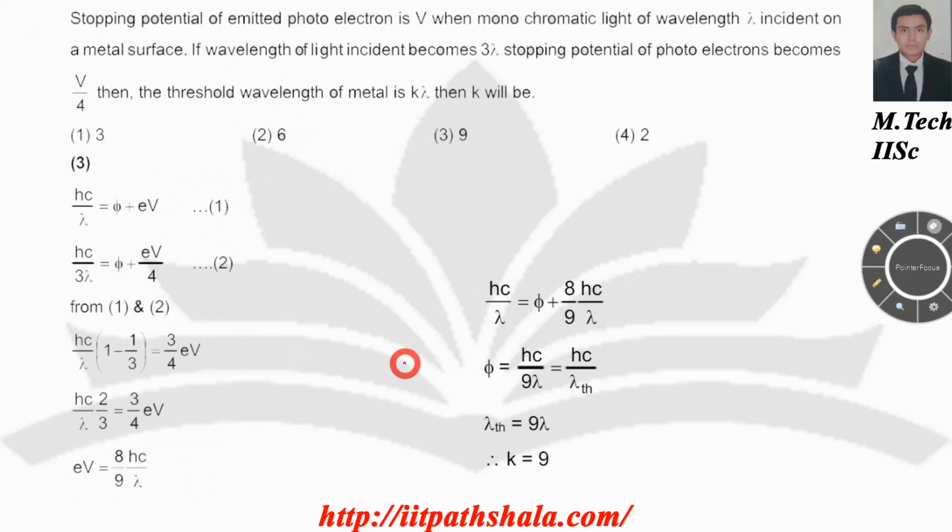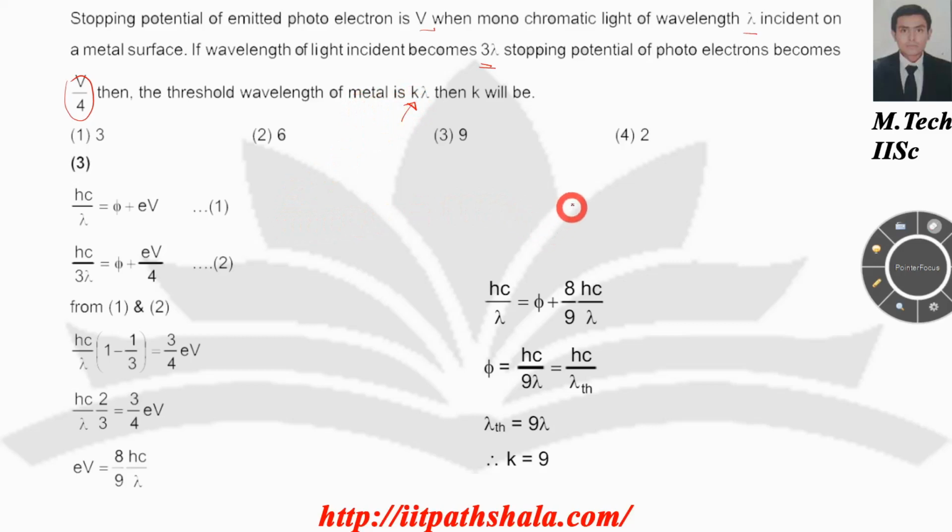Now in this question, the stopping potential of the emitted photoelectron is V. The monochromatic light is of wavelength lambda incident on your metal surface. Now light of wavelength 3 lambda is incident on the same metal surface. The stopping potential is coming out to be V by 4. Then you have to find the threshold wavelength of the metal, and also the value of K over here.